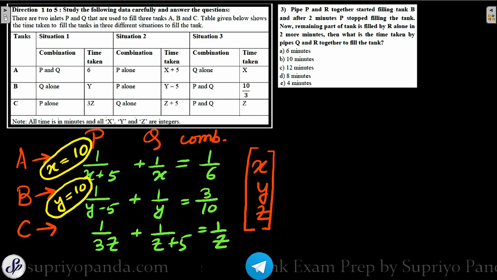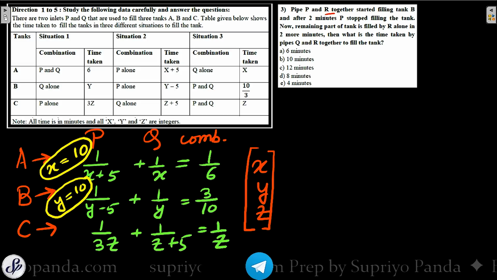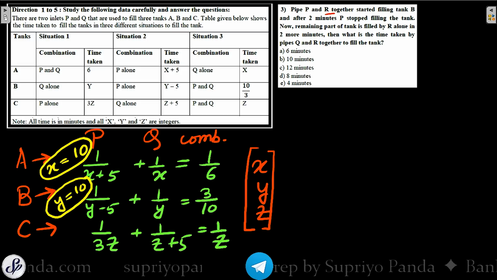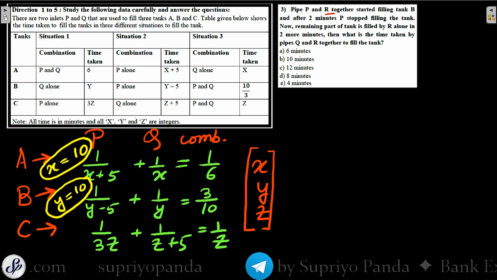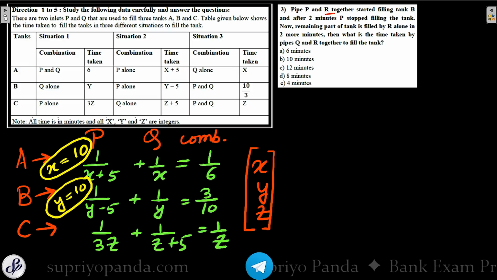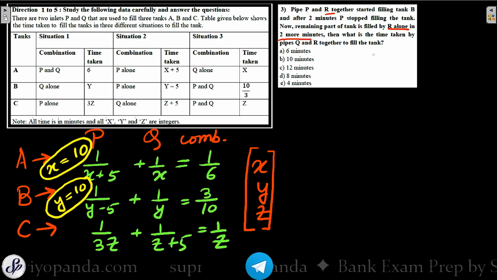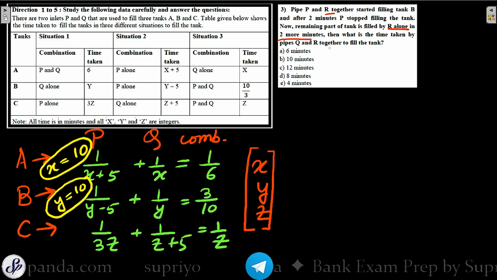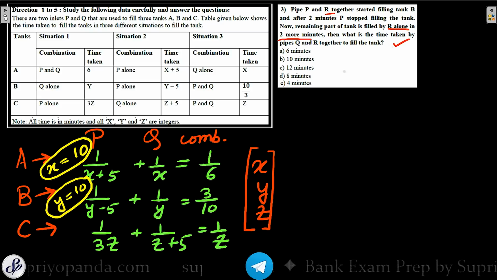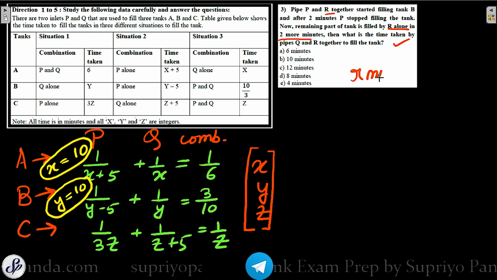Now in question 3, what they are asking: pipes P and R together started filling tank B, and after 2 minutes P stopped filling the tank. So pipe P and pipe R are filling the tank together for 2 minutes, and now the remaining part of the tank is filled by R alone in 2 more minutes. Then what is the time taken by pipes Q and R together to fill the tank? Okay, so for this one, let us assume that R can fill the tank alone in R minutes.